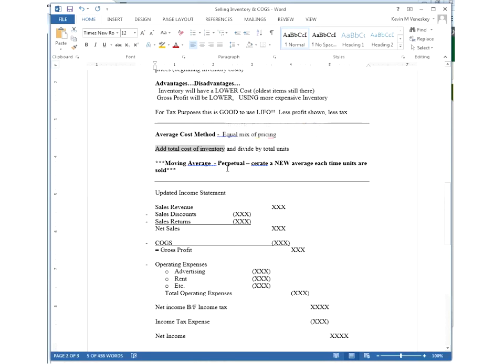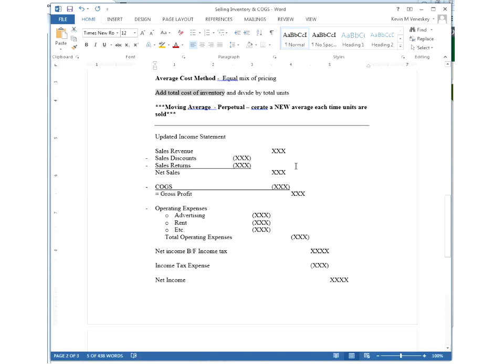So each item that I sold is now going to be a $10 cost of goods sold instead of maybe 9 or 12, depending on the date that I bought it. I just averaged it all out.